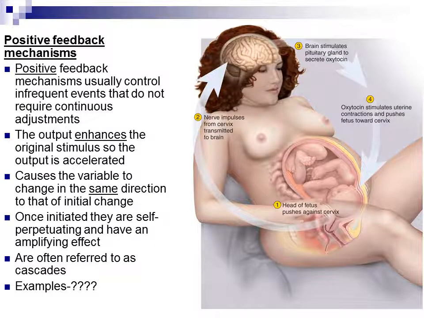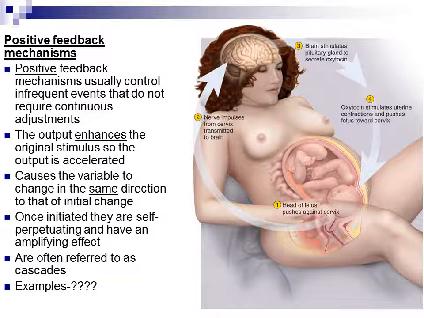In addition to negative feedback mechanisms, the body also sometimes uses positive feedback mechanisms. Once again, the word positive does not mean good, but rather it refers to the fact that the output enhances the original stimulus so that the output is accelerated. It causes the variable to change in the same direction as that of the initial change. If something gets too high, a positive feedback mechanism will continue to raise it even more. If something gets too low, a positive feedback mechanism will continue to lower it even more.